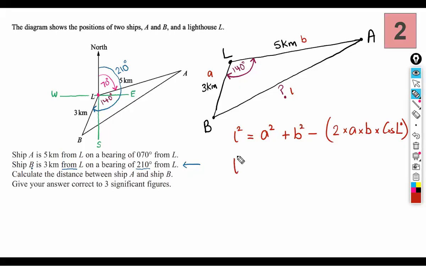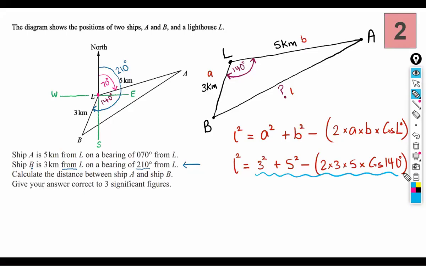So let me help you out a little bit here. You want to find L. So L squared, we have the values a and b. 3 squared plus 5 squared minus open brackets 2 by 3 by 5 by cosine capital L, which is 140 degrees. Now, this one, you can type in straight on your calculator. So I'll give you half a minute for those who didn't submit an answer to submit one, please. Okay.